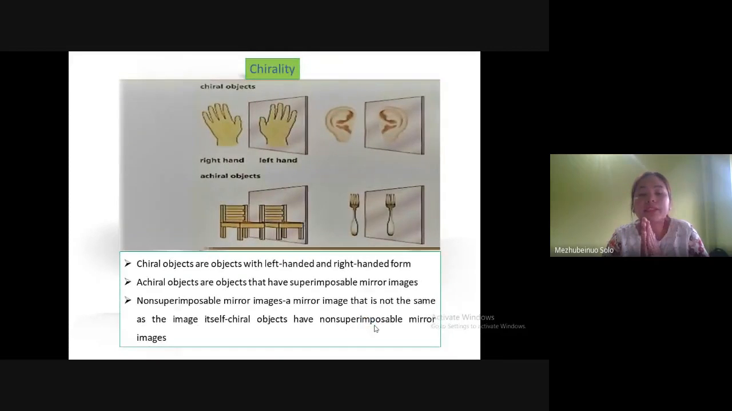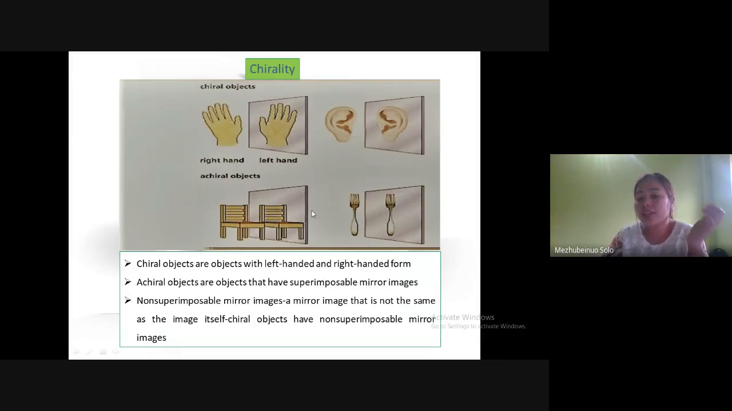Now coming to chirality, chiral objects are those with left-handed and right-handed forms. So I have given here the example of our hands and ears. So see, we can say that our right hand is the mirror image of our left hand. And when you place your right hand above your left hand, you can clearly distinguish between these two hands. This means that the mirror image is not the same as the image itself. So this type of object is called a non-superimposable mirror image. And achiral objects are those whose mirror image is the same as the image itself, so they are superimposable mirror images.